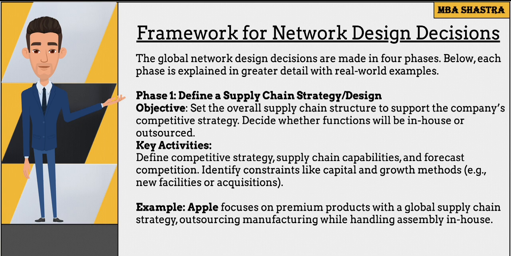Objective: set the overall supply chain structure to support the company's competitive strategy. Decide whether functions will be in-house or outsourced. Key activities: define competitive strategy, supply chain capabilities, and forecast competition. Identify constraints like capital and growth methods, for example, new facilities or acquisitions. Example: Apple focuses on premium products with a global supply chain strategy, outsourcing manufacturing while handling assembly in-house.